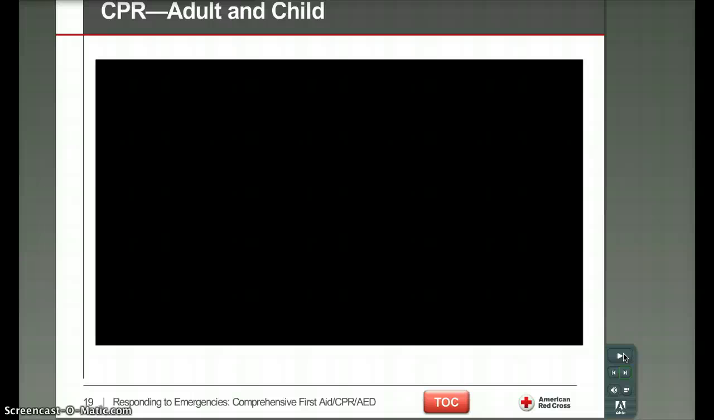We are also going to need that automated external defibrillator, the AED. So in the upcoming screencast we will talk about how to use an AED and watch some videos on the proper usage as well.